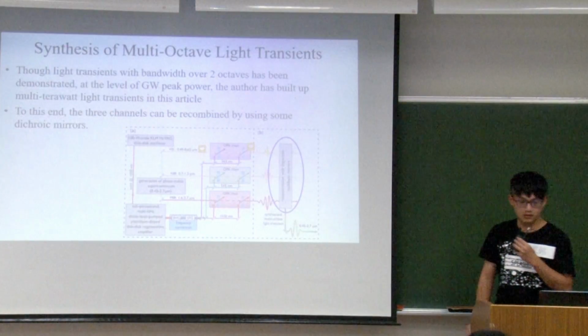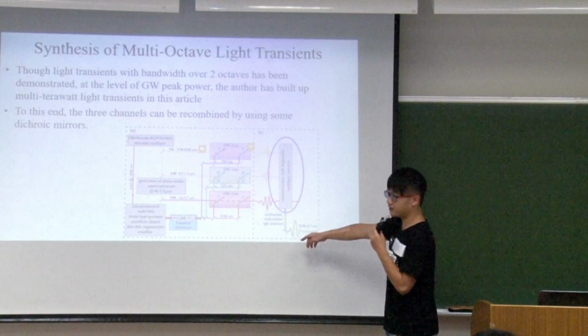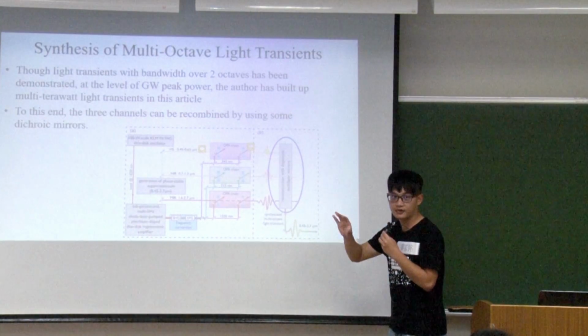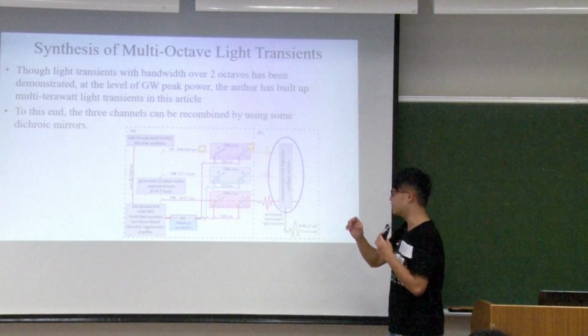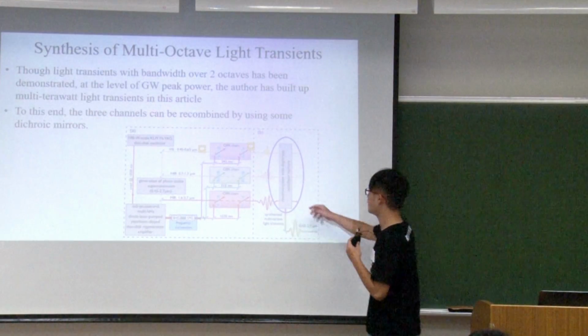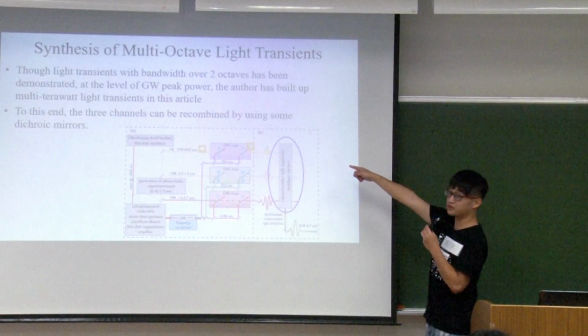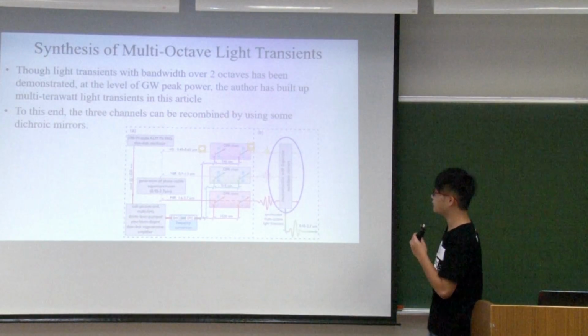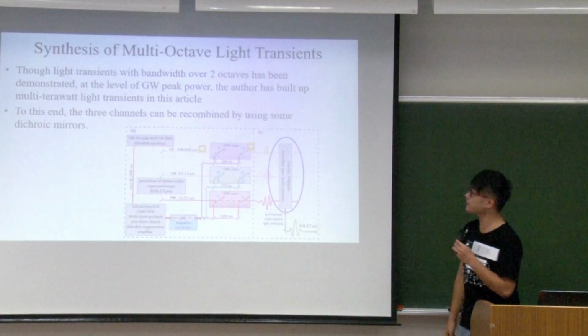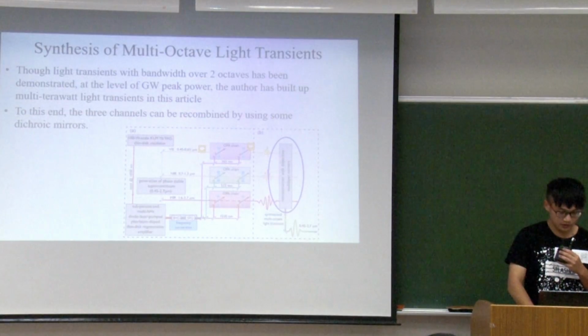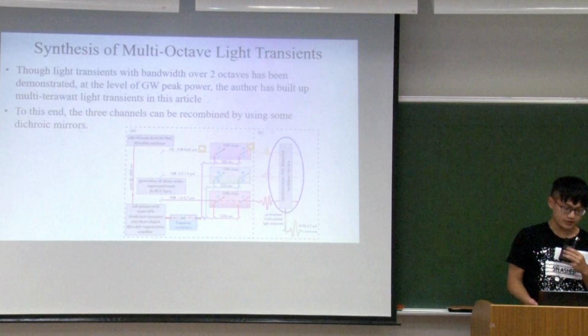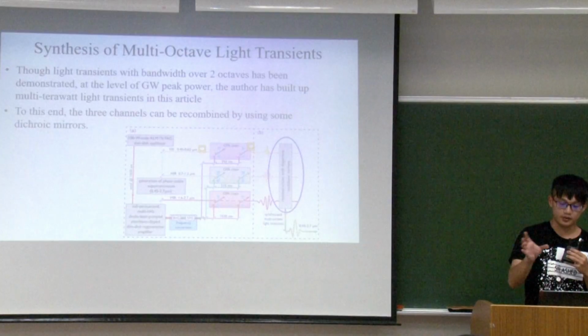And here, we recompress and then combine the 3 parts of continua together. And this is the module, okay, which is here. I circled it with a purple circle. Okay, they use some dichroic mirrors, so we can try to combine them.